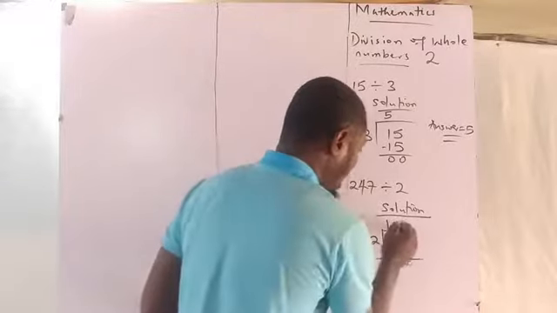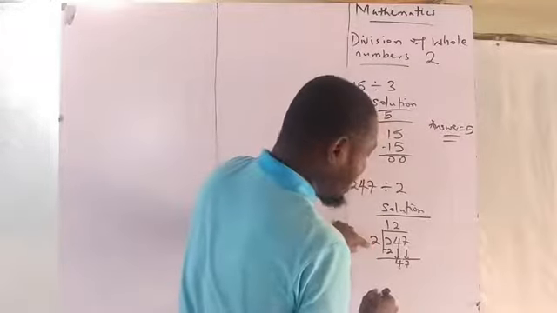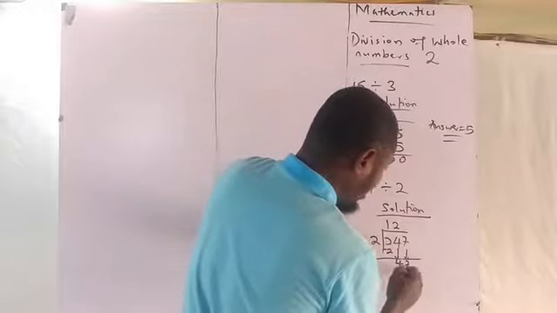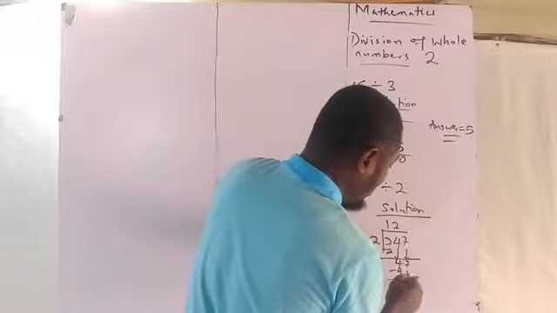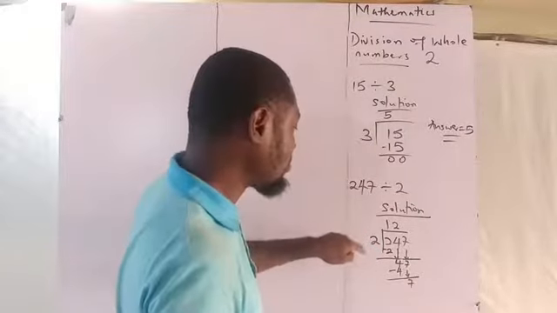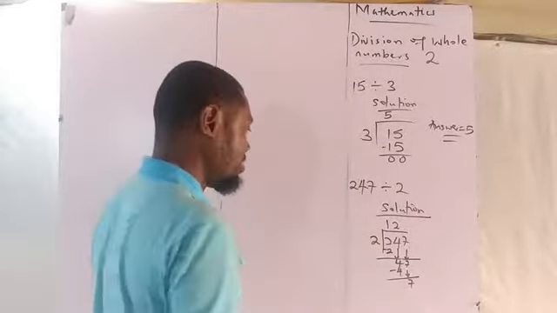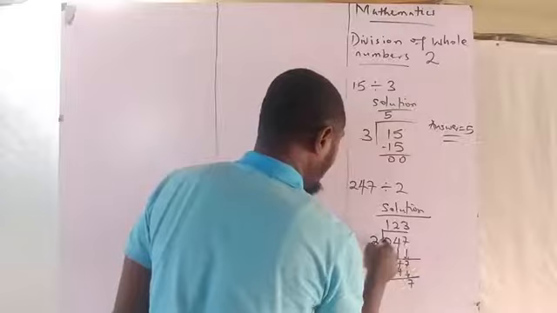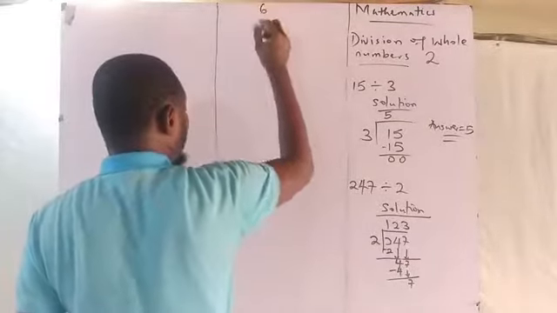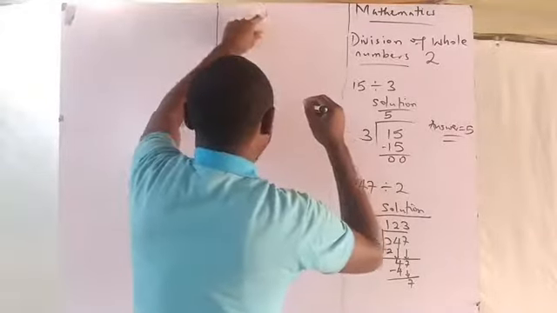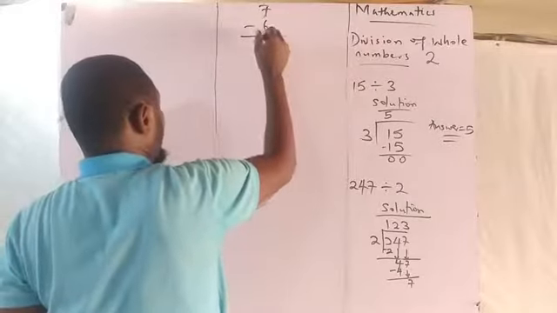Write your 2 up here. 2 times 2, 2 times the divisor. Your answer is 4. Put it directly under the 4. Put your minus. Bring down your 7. 4 take away 4 is 0. What we have now is 7. 2 in 7 is 3. 3 times 2, your answer is 6. Put it directly under the 7, minus. 7 take away 6 is 1.